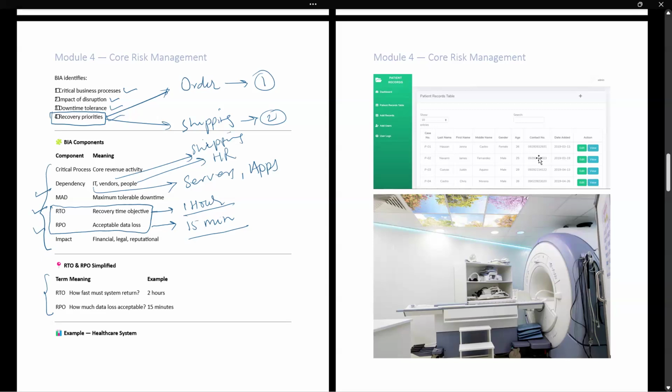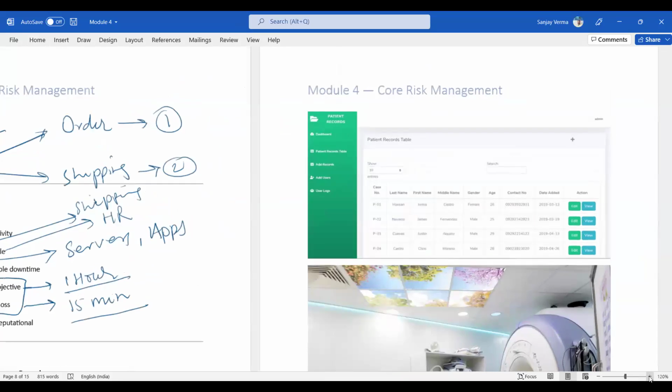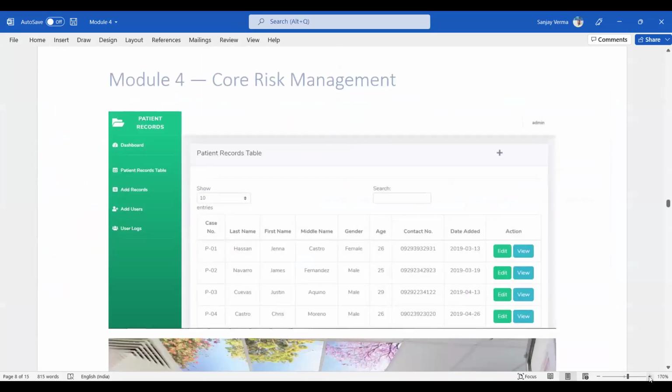Are you able to see this or should I maximize? Okay, perfect. I'll do that. Is it visible now? Yes, it is, sir.